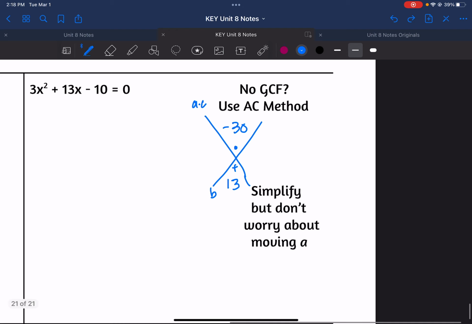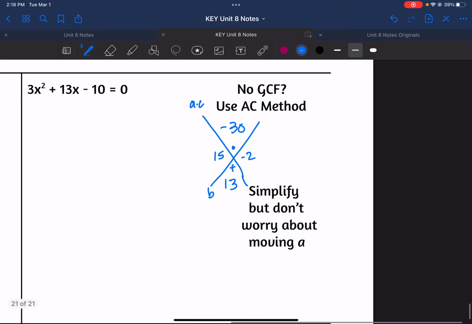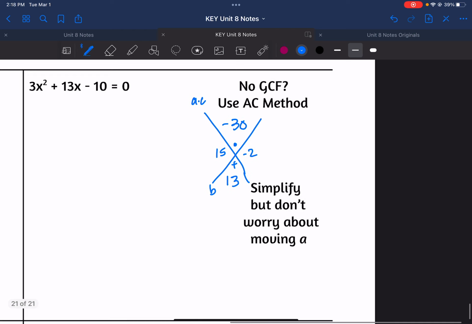I'm thinking 15 and 2 works. 15 and 2 works, yep. And then it has to be a negative 2. All right, cool. Saving a bunch of time, just trying to hurry up and get this done. Now that I know my factors, let's go ahead and do the same steps, guys. I know 15 and 2 work: positive 15 and negative 2.